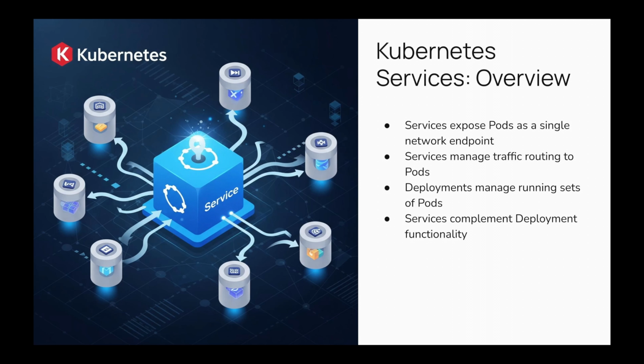This is where service objects come in. A service is a complementary concept to a deployment. While a deployment manages running a set of pods, like replicas, a service is responsible for exposing those pods as a single stable network endpoint and routing traffic to them.